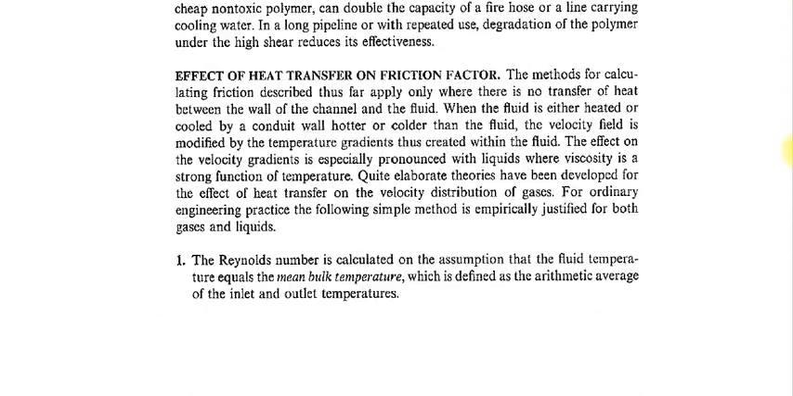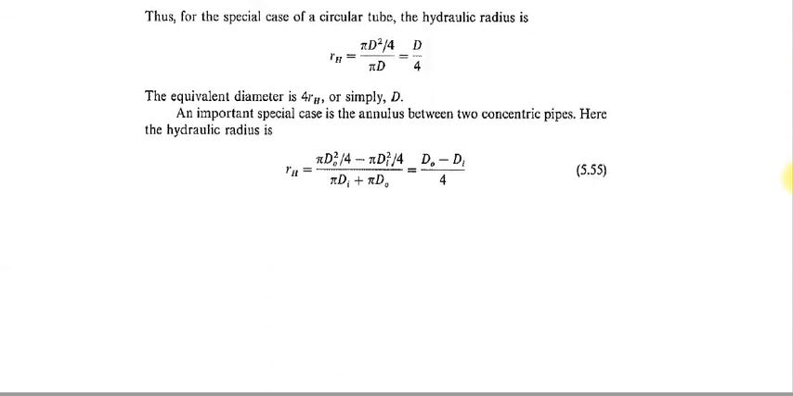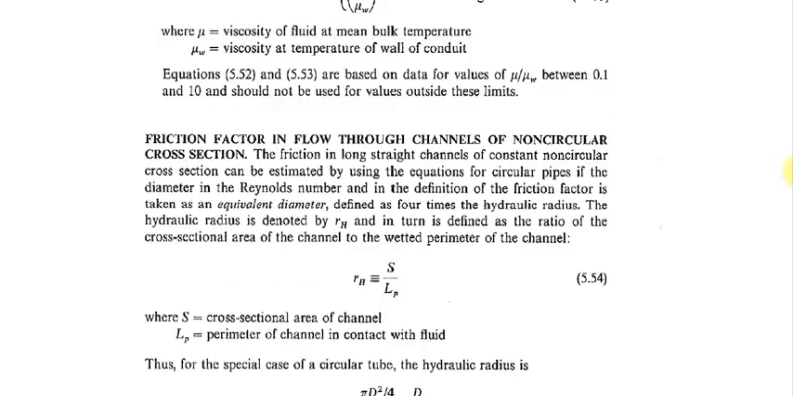For a circular tube, the Reynolds number is d V rho by mu. In non-circular tubes, ducts or channels, the Reynolds number equals 4RH V rho by mu. So calculate the Reynolds number by 4RH V rho by mu, calculate the roughness factor K divided by 4RH, and then calculate the friction factor by using the same Moody chart. This is the calculation of the friction factor when you have flow through non-circular cross sections.